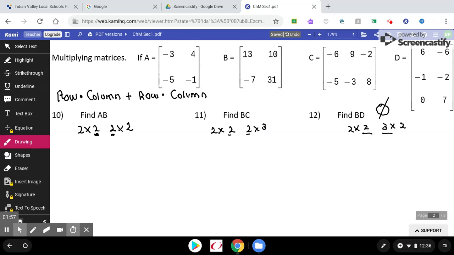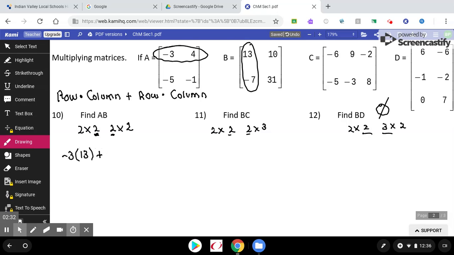So row times column. We start with the first row in the first matrix and the first column in the second matrix. The first number that got circled, or the very first number, was -3. I hope that makes sense. And I want to multiply it by what was first in the column in the other one. I still think that would make sense, right? I mean, the -3 is the very first number, the 13 is the very first number. But here's where it gets a little weird.